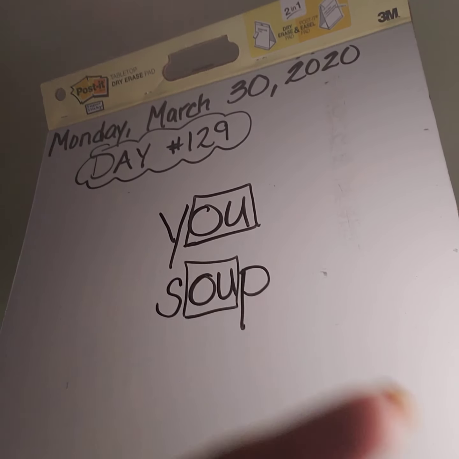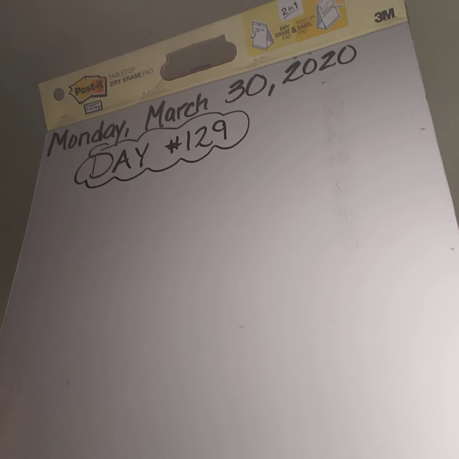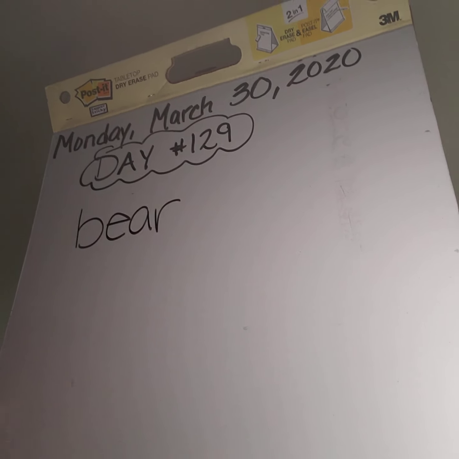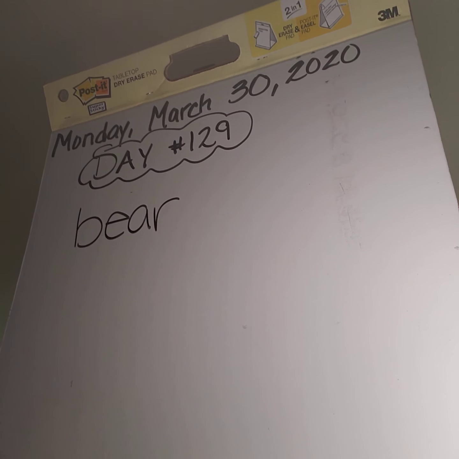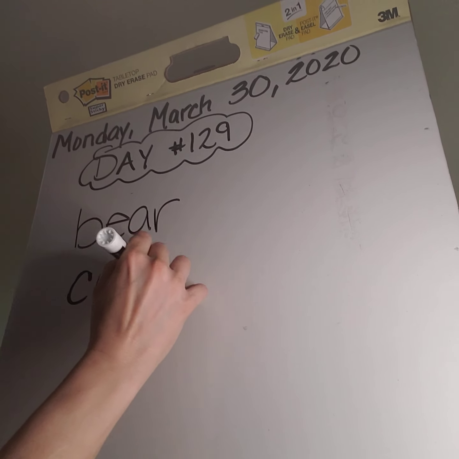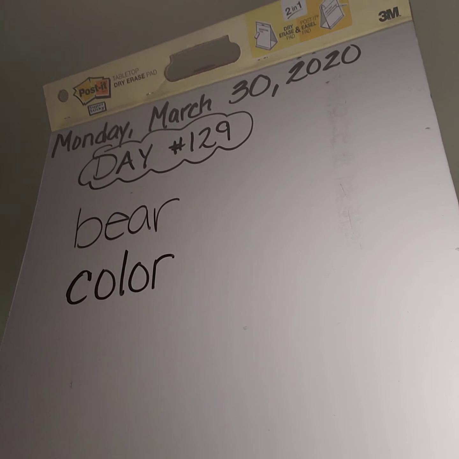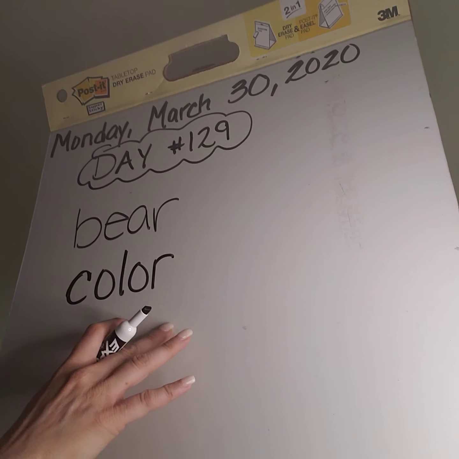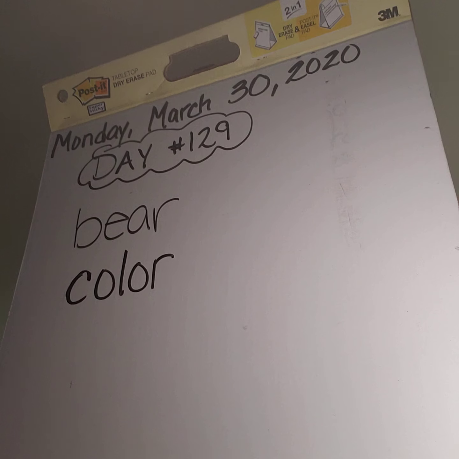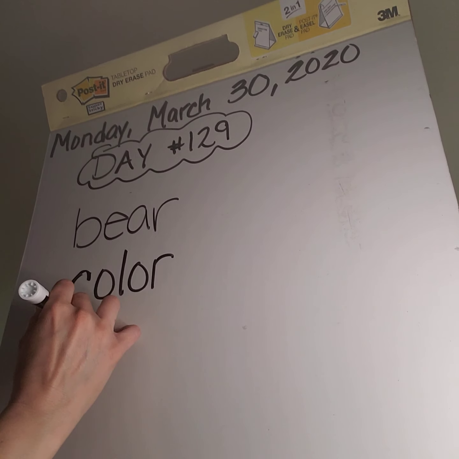Really quickly, I just want to go over our high frequency words. I'm going to write them down for you really quickly so you can see them. Okay, we have bear, and we know bear is an animal. Okay, we also have the word color. Okay, that's a word that all of us know. We know there are many different colors. It is a tricky word to spell because you do hear the sound right here, which is the letter U, but it's spelled with a letter O.